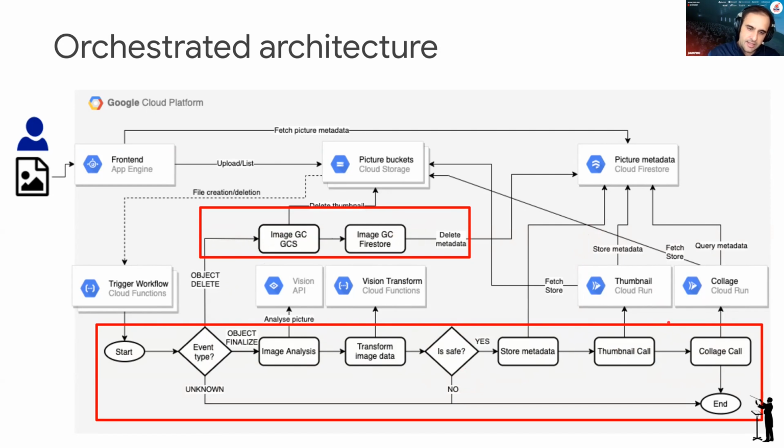And the unique thing here is that some of the stuff is happening within the workflow, within YAML, for simple things like checking the event type, checking if the picture is safe, or things like that. But more complicated logic, like creating the thumbnail or creating the collage, is happening by calling the relevant services. So in that way, we can mix and match what happens within orchestration or within external services. So I'll just pause here.